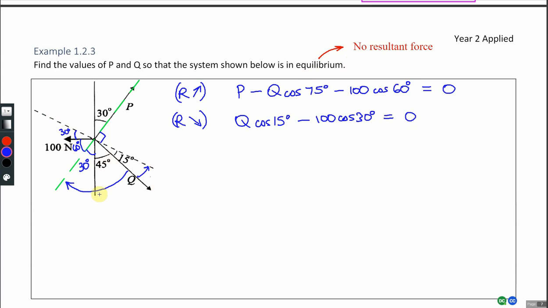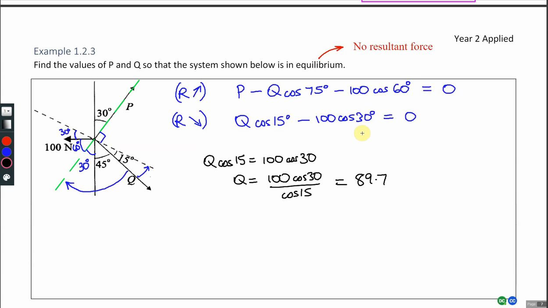Now, if you've done this question by resolving vertically and horizontally, both of your equations would include P and Q. You just then solve them simultaneously. It's absolutely fine doing it that way. But the way I've done it, my second equation only includes Q. So I'm going to concentrate on the second equation and find Q. So Q cos 15 will equal 100 cos 30. So Q will be 100 cos 30 divided by cos 15, which is 89.7. And remember units, it's a force, so newtons, and show when you've rounded.